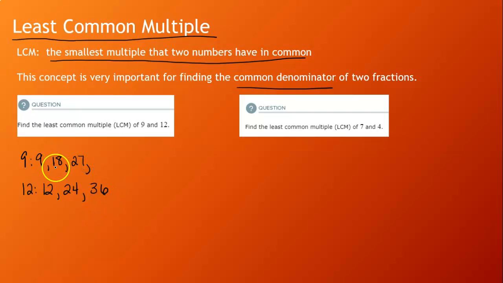9 times 1 was 9, 9 times 2 is 18, 9 times 3 is 27, 9 times 4 is 36. So 36 is my least common multiple, the smallest number that both numbers can be multiplied to make. Would you please pause the video and try this same example for 7 and 4?